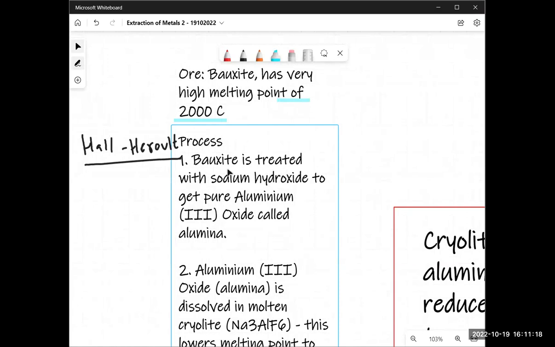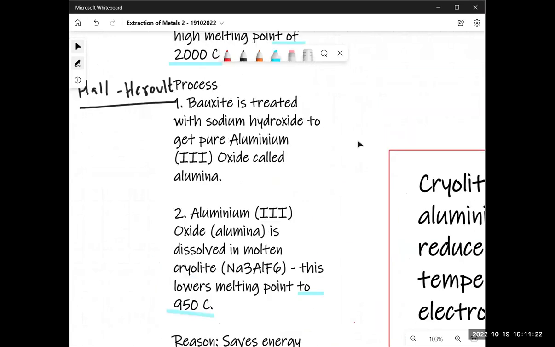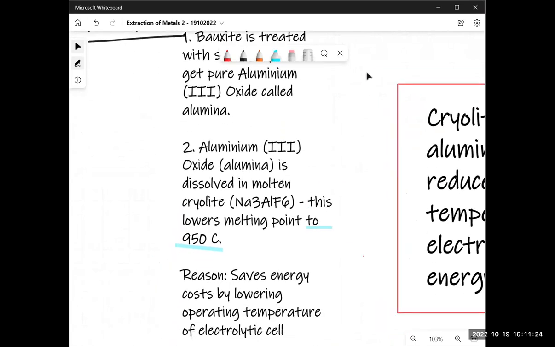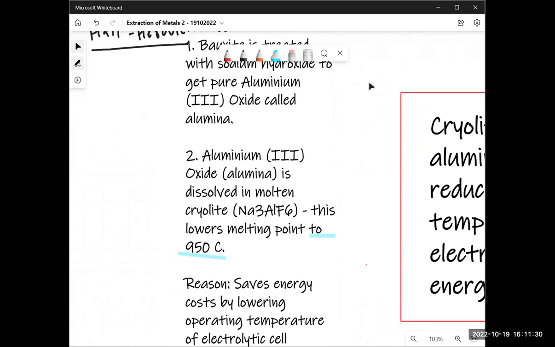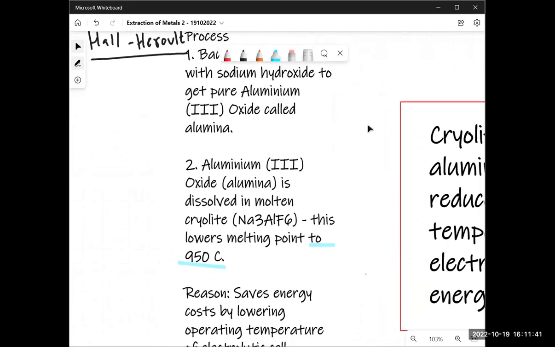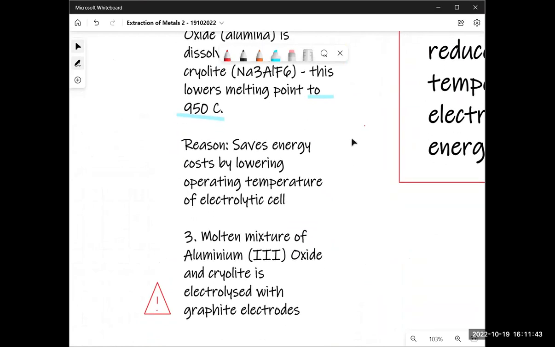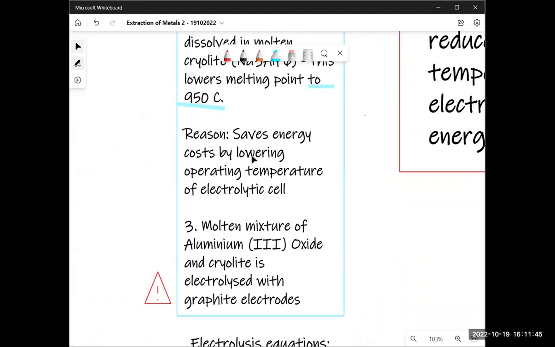Bauxite is treated with sodium hydroxide to get pure aluminium oxide called alumina. Okay, Lulan, read the next step. Aluminium oxide, alumina, is dissolved in molten cryolite. This lowers the melting point to 950 Celsius. All right. Now, why do we do this? Because it saves energy cost.